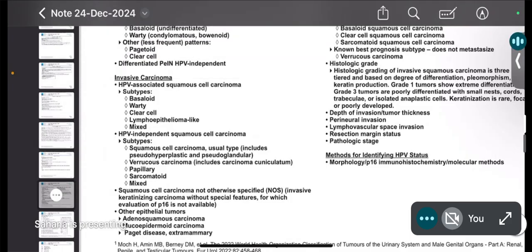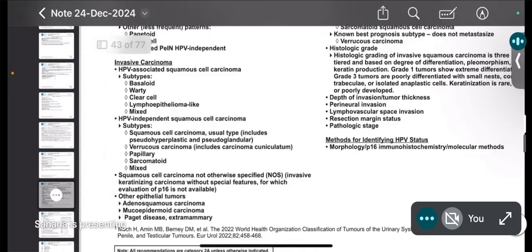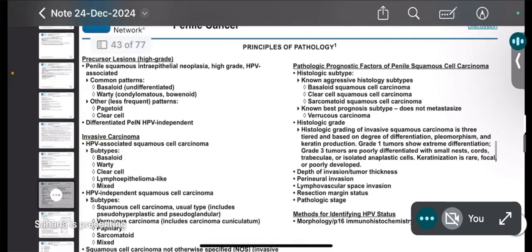HPV associated are warty, basaloid, clear cell, lymphoepithelioma like, and mixed. Independent are squamous, verrucous, papillary, sarcomatoid, and mixed. So in HPV independent, you can remember mixed in sarcomatoid, squamous anyway, you will write. The other things are squamous, not otherwise specified, and other epithelial like mixture of adenosquamous, mucoepidermoid, Paget, extramammary.